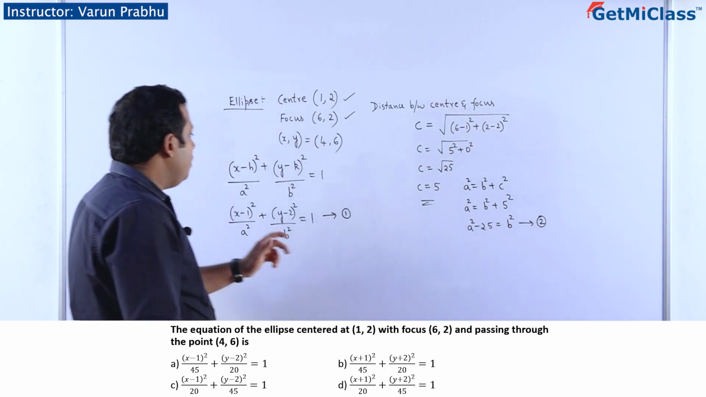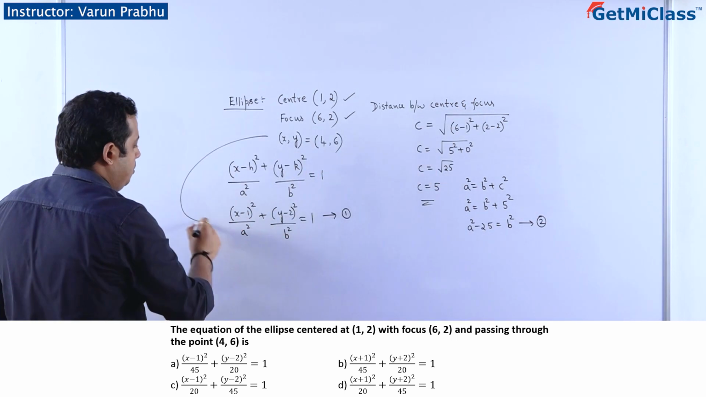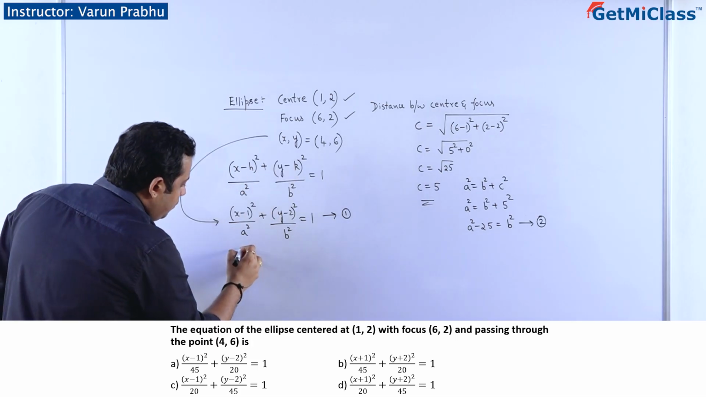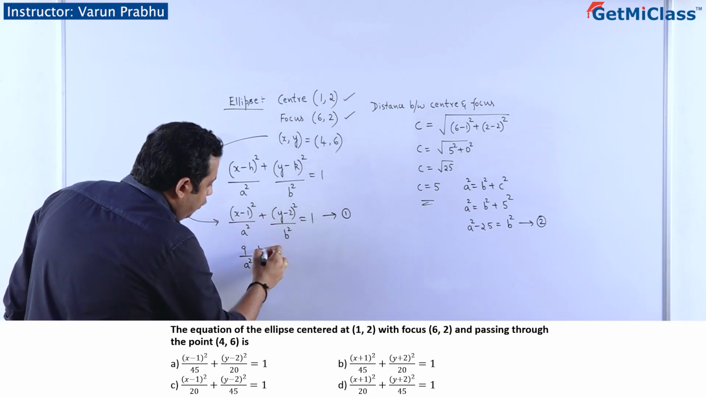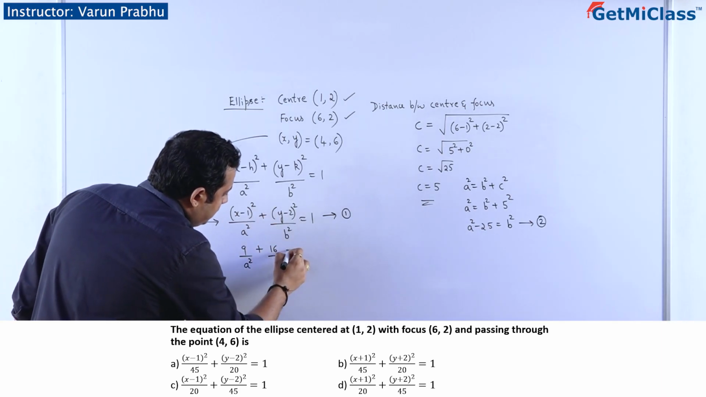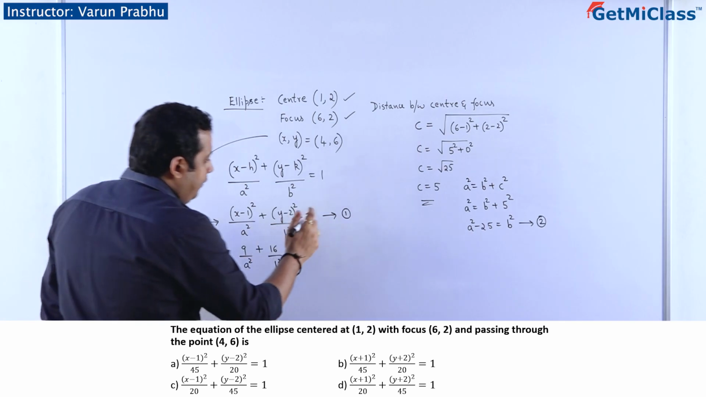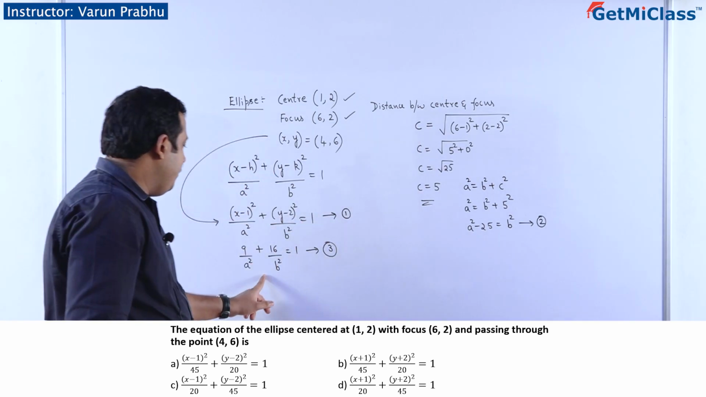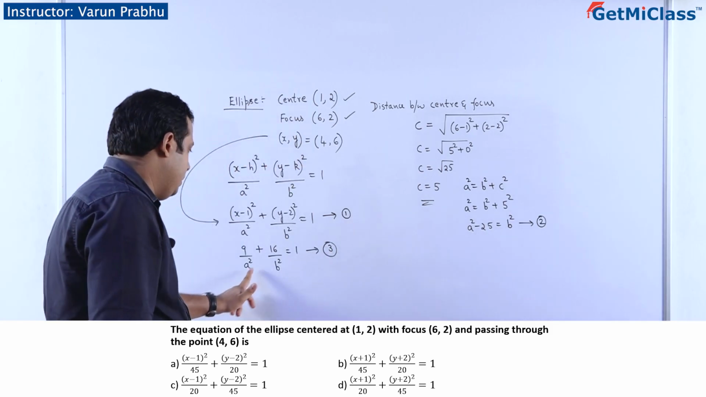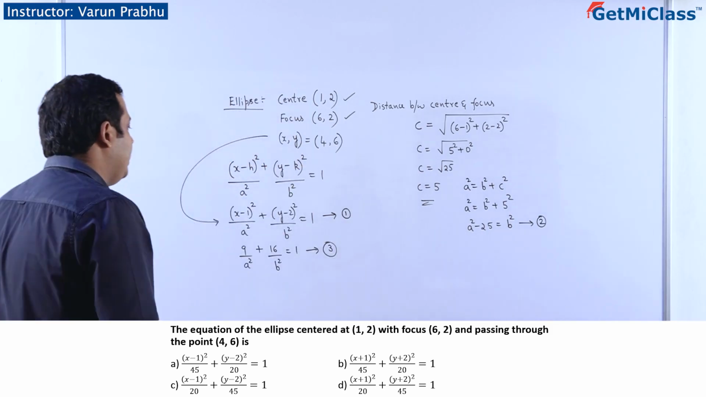All right. Now the ellipse is passing through this point, x comma y. Substitute here. 4 minus 1 will be 3, so 9 divided by a square, plus 6 minus 2 is 4, 4 square is 16 divided by b square, that is equal to 1. I will put this as equation number 3. Now we have to solve these two equations, we'll get the answer. Is it okay?